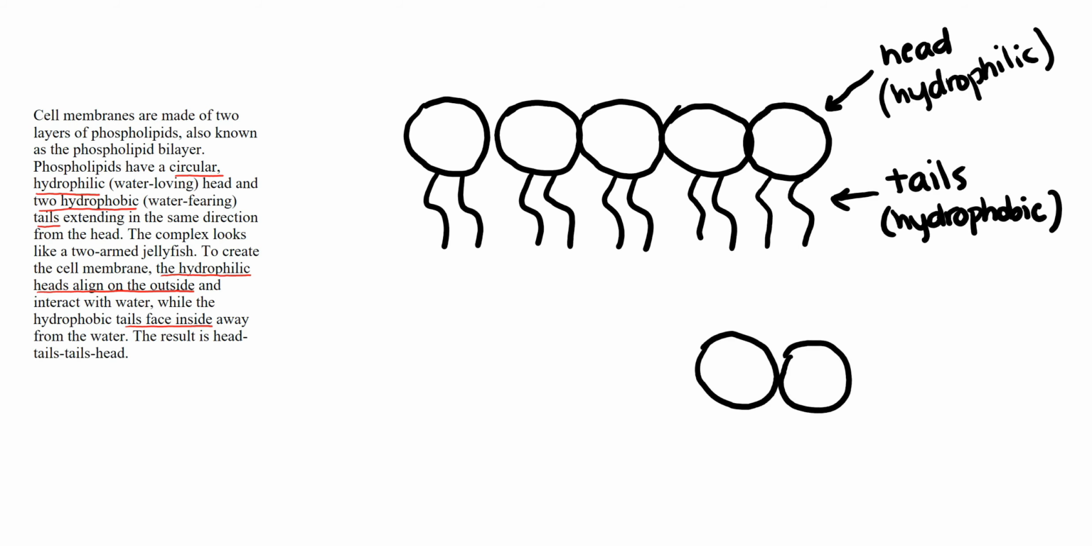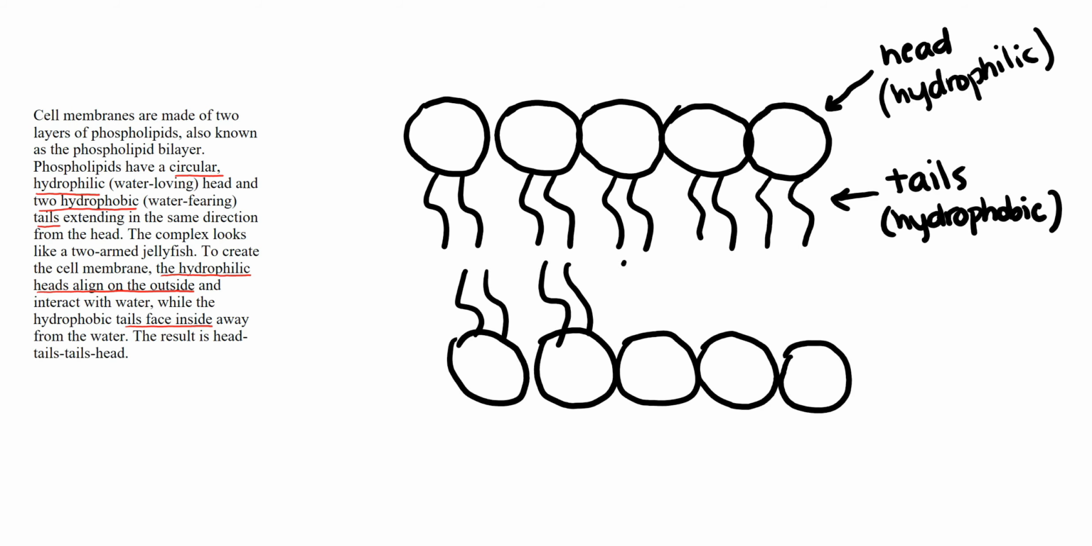Now let's copy this for the second row. Now you can clearly see the head, tails, tails, head. And our drawing is complete. But remember, your drawing does not have to look exactly like mine. As long as you include the important components from the passage and your drawing makes sense to you, you have made a good sketch.